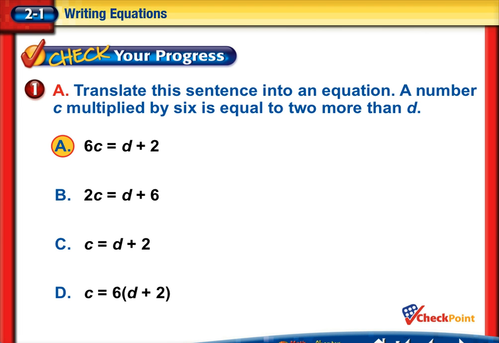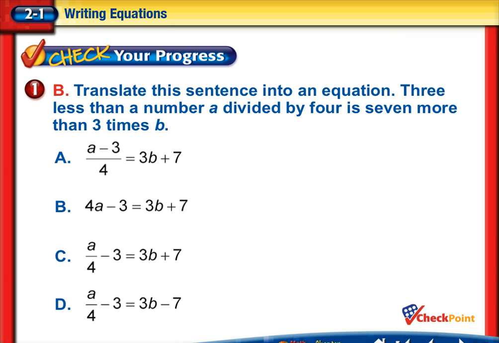Very good. You can kind of see that too. A number multiplied by C, 6 by C, there it is. And then on the right-hand side is 2 more than D. There it is. More than means plus. Perfect. Check this next one out. Be very careful. Think carefully before you say it.